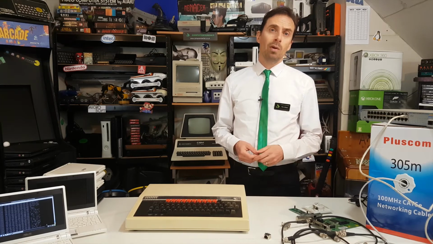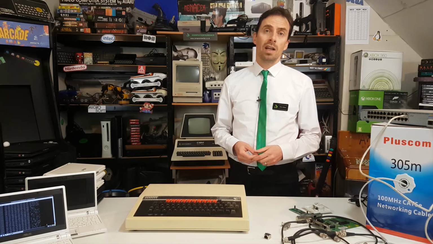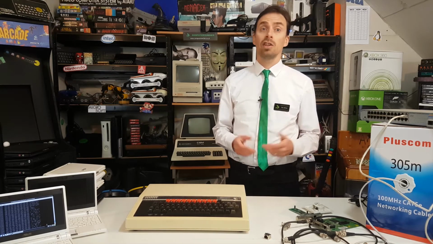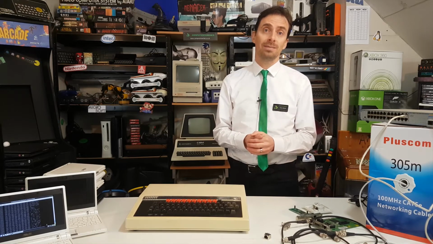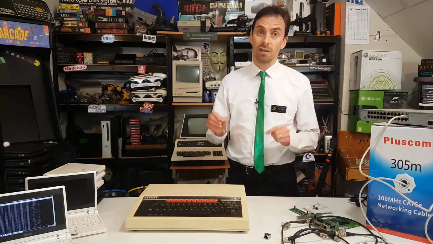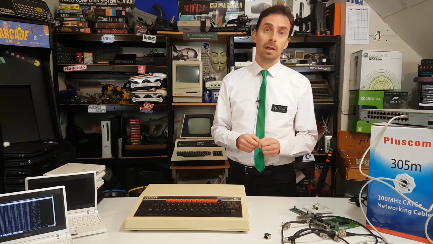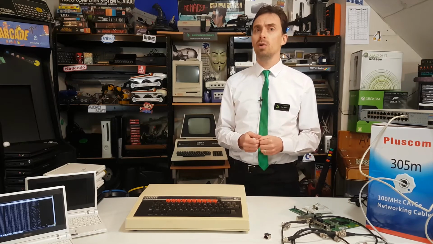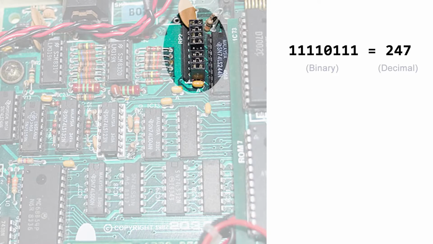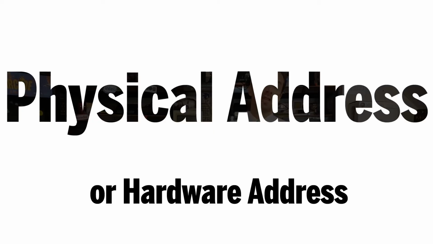Each computer on a network is called a workstation, and it needs a unique identifier so that specific stations can talk to each other. On the Beebs, you had to physically set an Ethernet station number in binary by adding or removing jumpers. This one has the jumper in the middle missing, so the binary address of this station is 11110111, so that makes it Ethernet station 247. We call this a physical address or a hardware address.